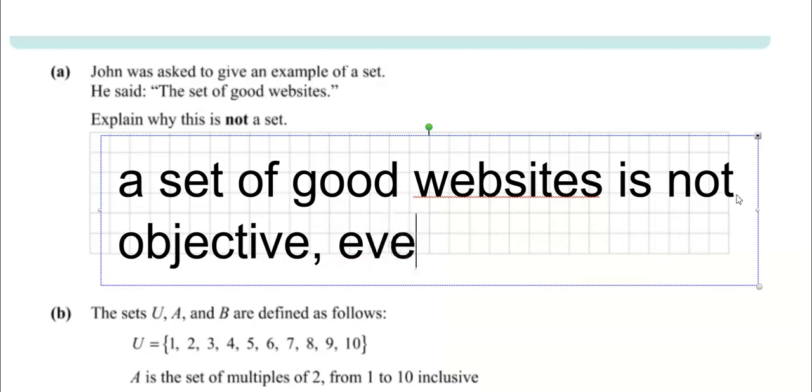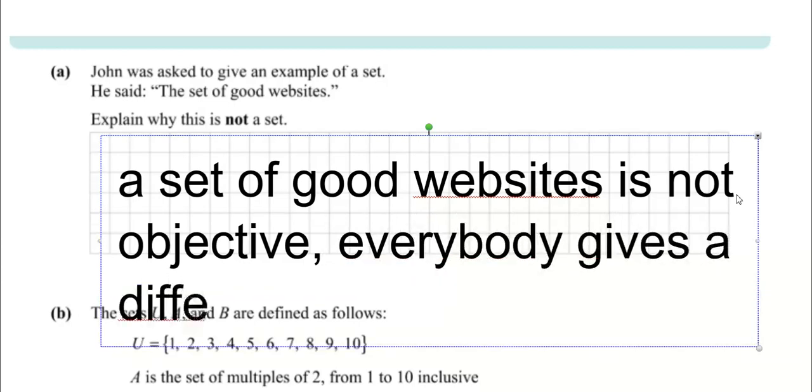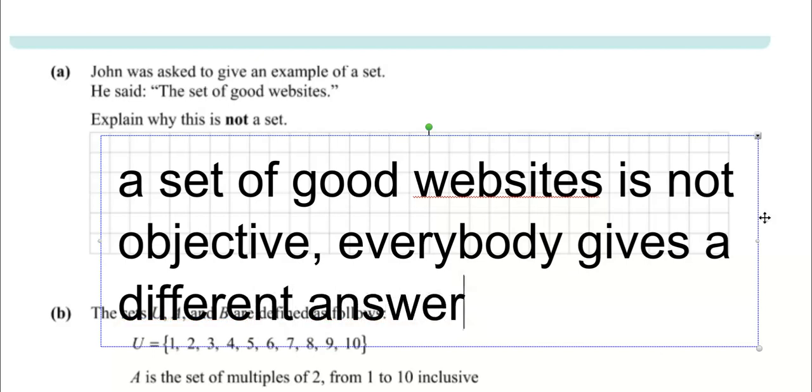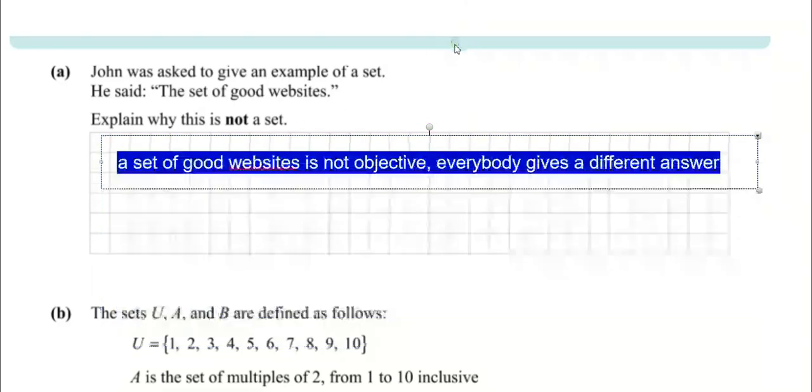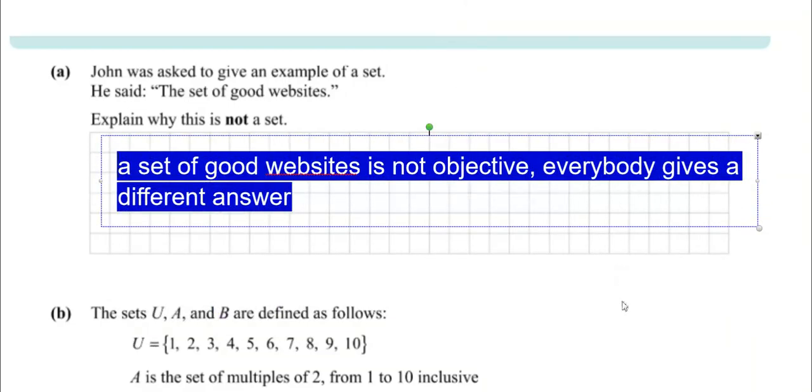Everybody gives an answer, don't they? Everybody understand what I'm writing there? If I said a set of the days of the week, that's objective. Everybody can only give one answer. There is only one answer, and the answer is you list up the days of the week.